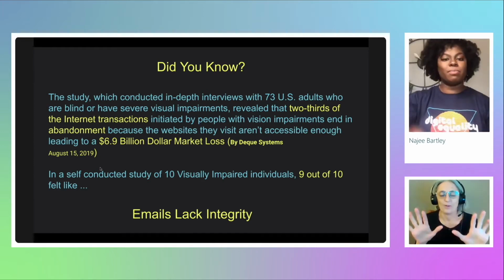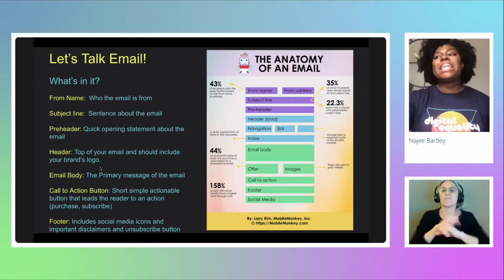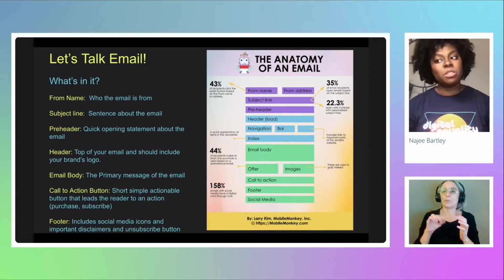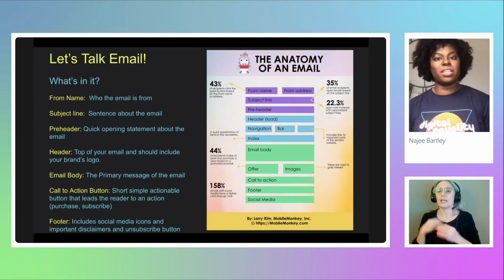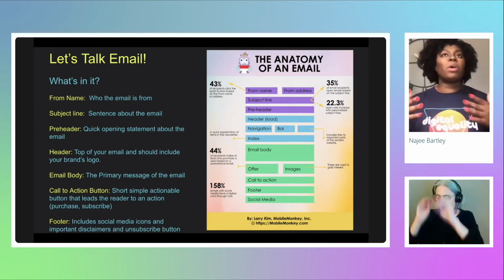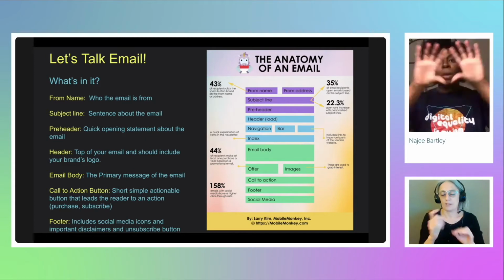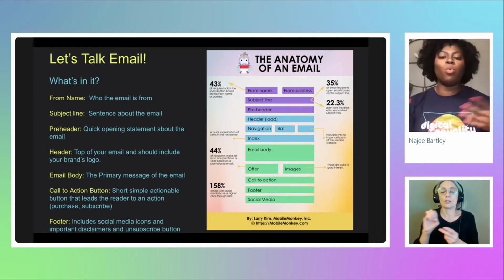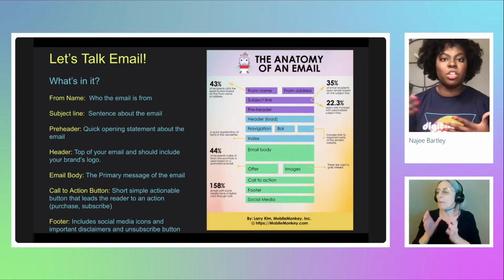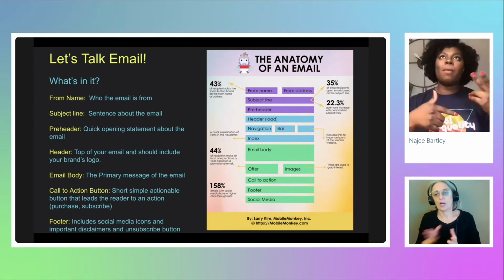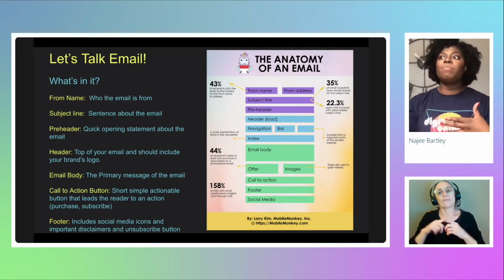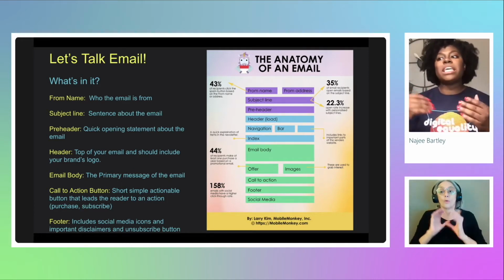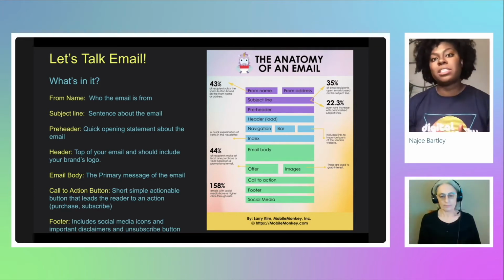Let's do this. An email is basically a web page that is compiled by an email service provider, ESP, and placed into your inbox. So basically, an email is a web page that goes through Gmail compilers, whoever your email service provider is. So Yahoo, Hotmail, all of the different providers, it's going to run through the compiler, and once it gets compiled, it lands into your inbox.